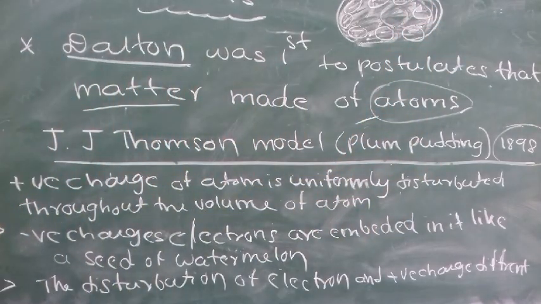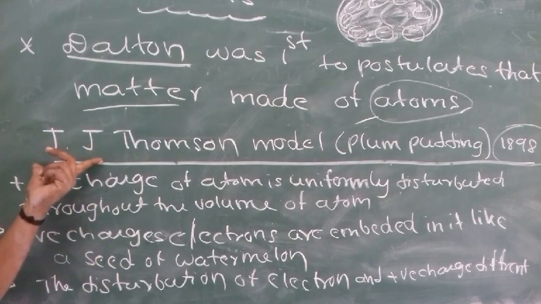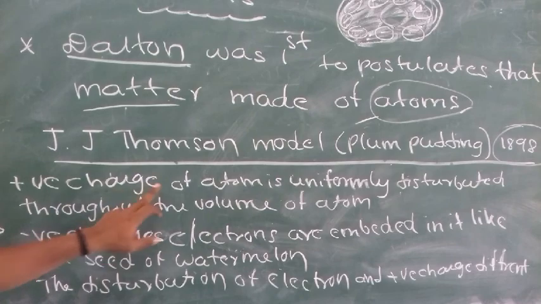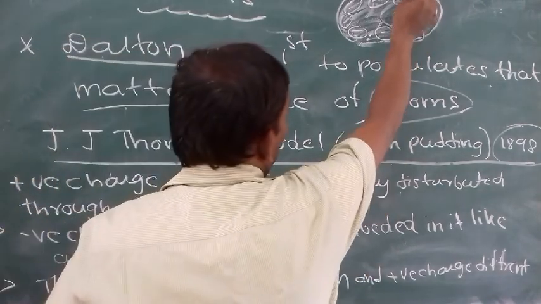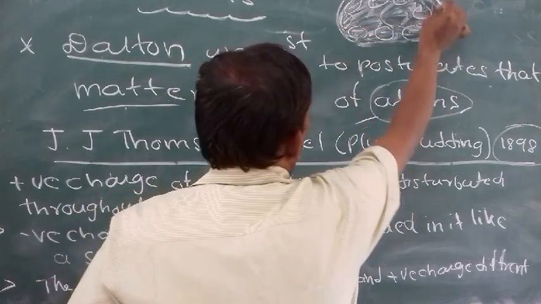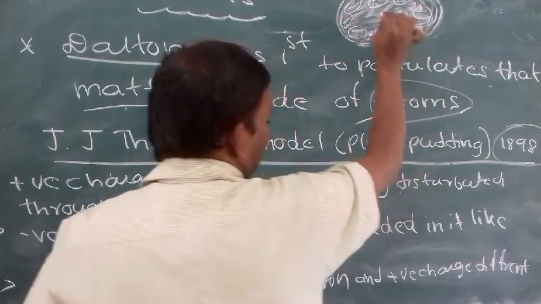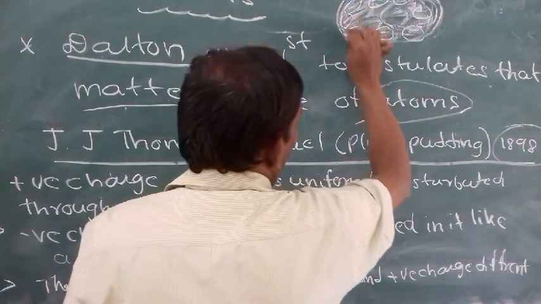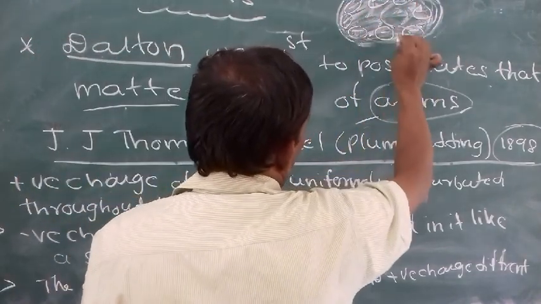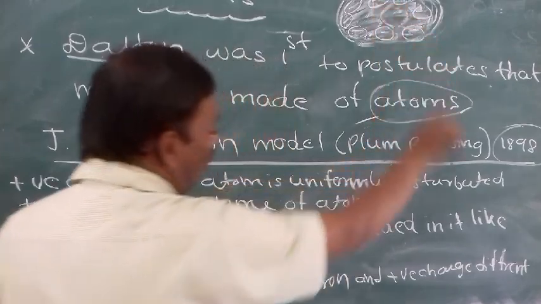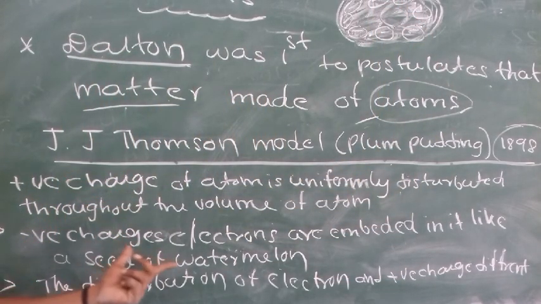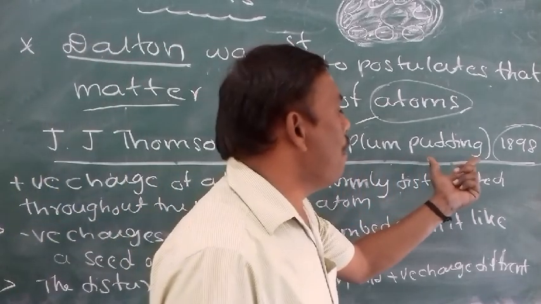So this is the J.J. Thomson model. According to Thomson, the positive charge of the atom is uniformly distributed throughout the volume of the atom, and the negative charges are distributed like the seeds of a watermelon. This is called the Thomson model, and because of this it is called the Plum-Pudding model.